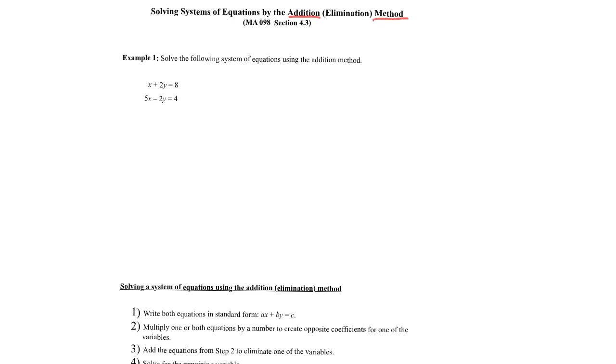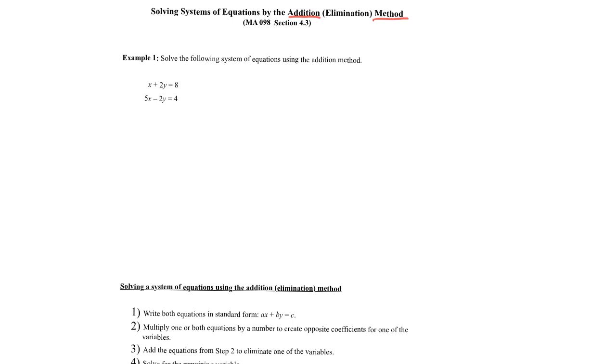The addition method, that name makes sense. The elimination method also makes sense. So I'll kind of refer to it as both. Typically, it's called the elimination method. So if you've learned it before, and I'm sure some of you have, you would have probably been referring to this as the elimination method.